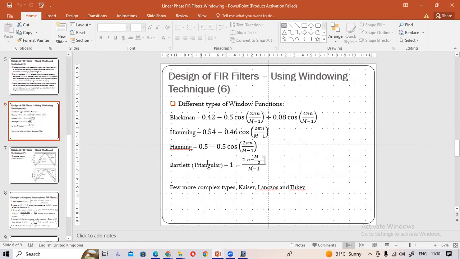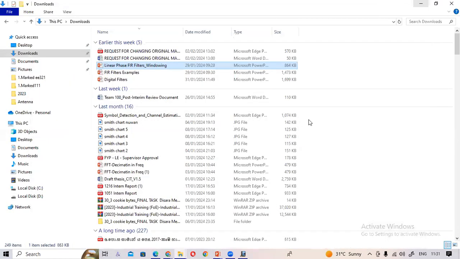So these are some windowing techniques. Actually, one is called the rectangular window. That is the most fundamental window, and it is not mentioned here. There is the rectangular window, the Blackman window, Hamming window, Hanning window, and Bartlett. There are some basic window functions there.